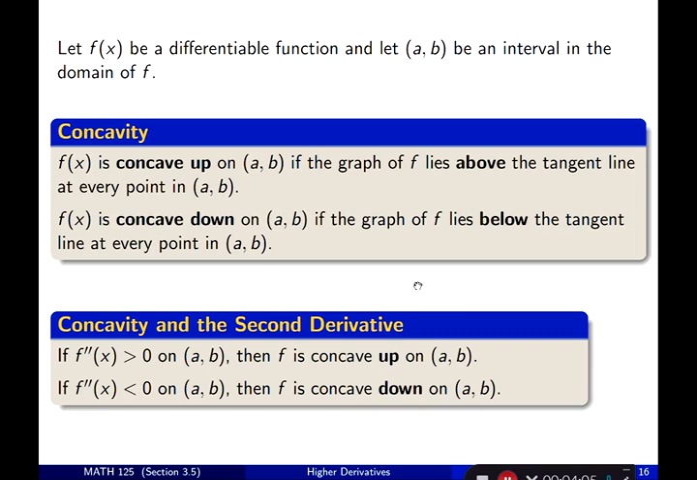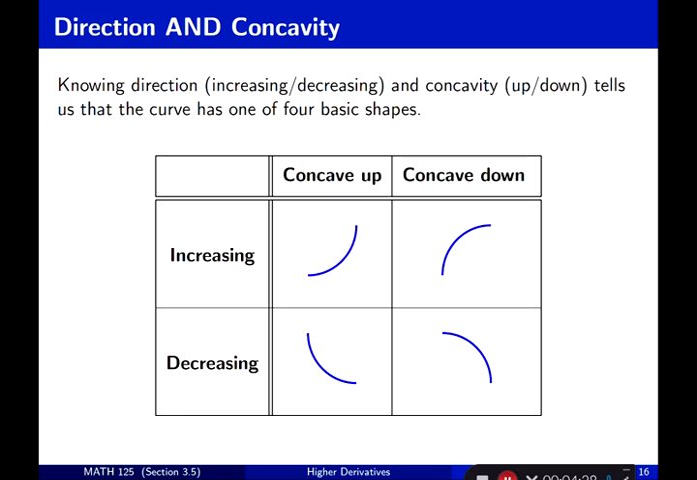Now, there's a relationship between concavity and the second derivative. If f double prime is bigger than 0 on a and b, then f is concave up on a and b. If f double prime is less than 0 on a and b, then f is concave down on a and b, concave upward and concave downward.